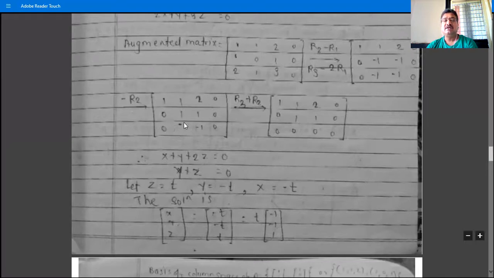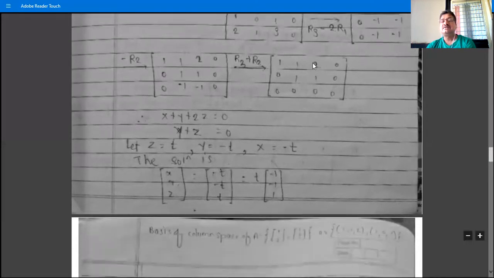Then we have to reduce this element to 0. So R3 plus R2 is the operation. The first row and second row stay as they are, only the last row changes. While reducing this -1 to 0, this also becomes 0. So this is an echelon form, or row echelon form. From this we rewrite the equations.